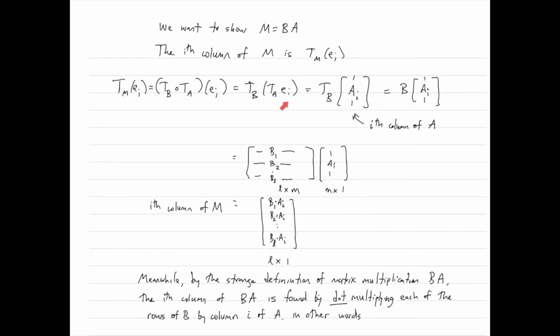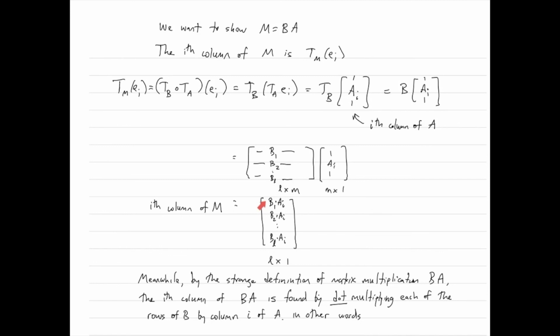By definition, you start with e_i, apply T sub A, apply T sub B. Now, to apply T sub A to e_i, that picks out the ith column of A. And then T sub B is just left multiplication by B. And if we think of B as an L by M matrix, and write out the rows of B like so, and then imagine what matrix multiplication does when you multiply this matrix by this matrix, well, first of all, because the M's agree, we're allowed to multiply these matrices, and the answer will be an L by 1 matrix.